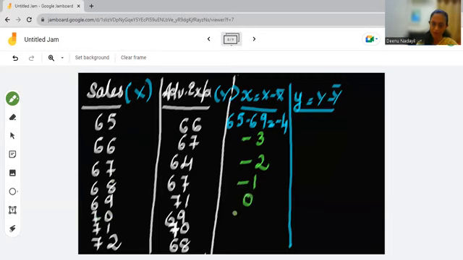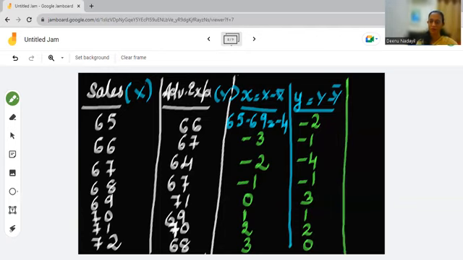70 minus 69, 1. 71 minus 69, 2 and 3. Okay. And y. What about our y value? Y is capital Y minus y bar. Our y bar is 68. So 68 minus 68, 0; 67 minus 68, minus 1; 64 minus 68, minus 4; 67 minus 68, minus 1; 71 minus 68, 3; 69 minus 68, 1; 70 minus 68, 2; 68 minus 68, 0.